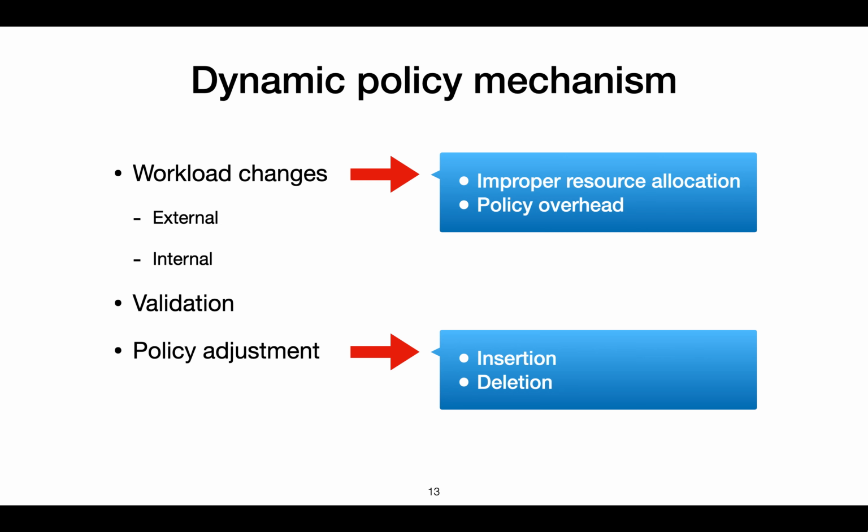The internal workload changes refer to the fluctuations of the access characteristics of the workload. Similarly, it still results in the improper allocation of resources and poor workload performance. All workload changes need to be judged for validity. Once valid, adjustments are made through the insertion and deletion of policies.